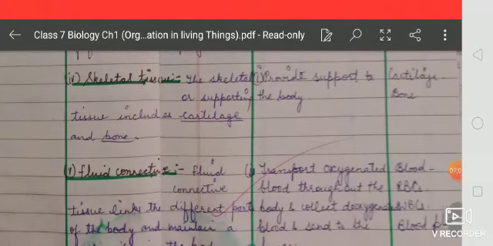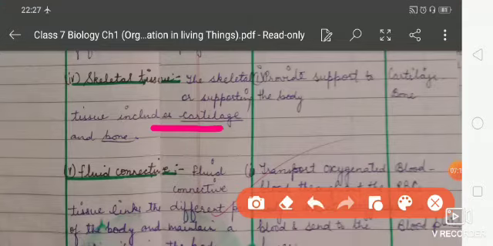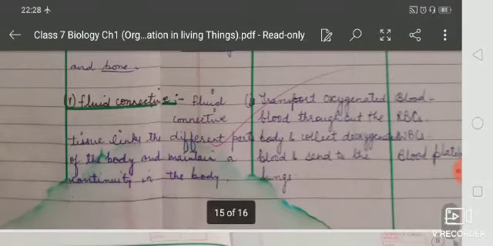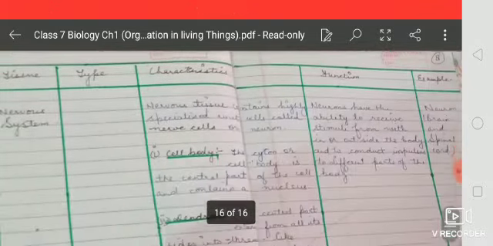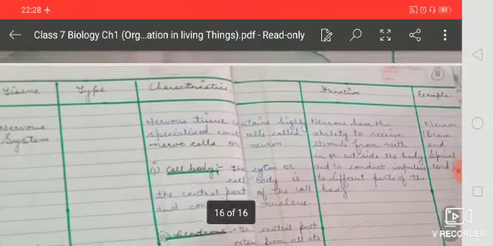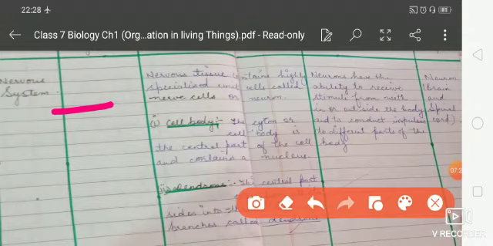Skeletal tissue is also known as supportive tissue, and it includes cartilage and bones, and it provides support to the body. Now fluid connective tissue like blood has various functions. Now next one is nervous tissue. You know about nervous tissue, you have studied it. Nervous tissue has a nerve cell, which contains a cell body and dendrons.